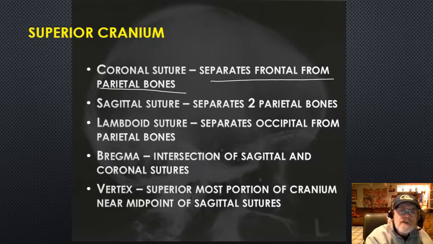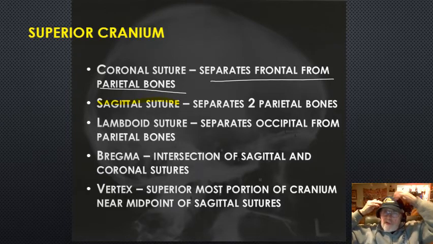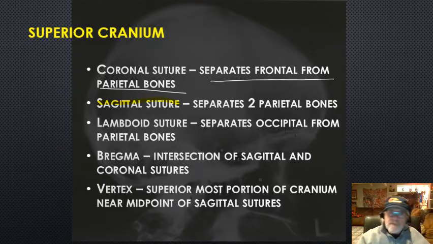The sagittal suture separates the two parietal bones, comes right down the middle. Okay, so right side, right parietal bone from the left parietal bone. Perfect. The lambdoid suture separates the occipital bone from the parietal bone. Okay, piece of cake, easy.